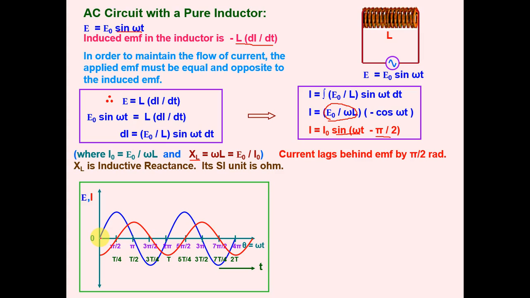So when this EMF is at 0, then the current is at minus I naught. So you can see there is a phase difference of pi by 2. Current is lagging behind, so whatever the value of EMF we are getting at any instant of time, the current is going to acquire the same value after a phase of pi by 2. So the current is lagging behind by a phase of pi by 2.